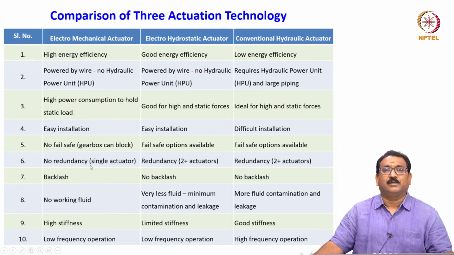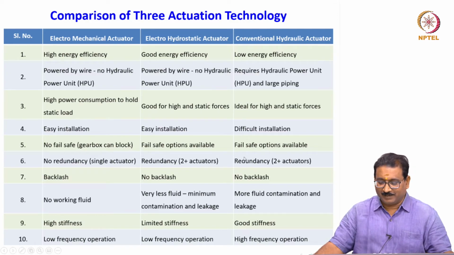No redundancy in EMA, single actuator here. Here redundancy is possible in EHA, 2 plus actuators are there. Redundancy is there, 2 plus actuators. Backlash here it is there because it is an electromechanical actuator. Here no backlash.